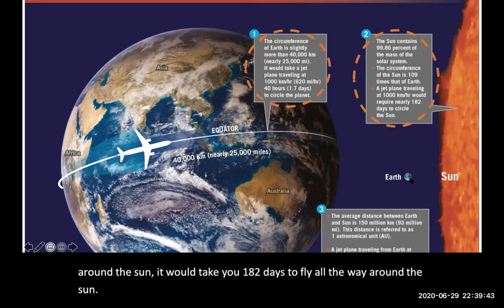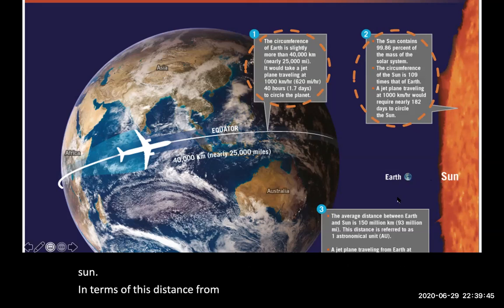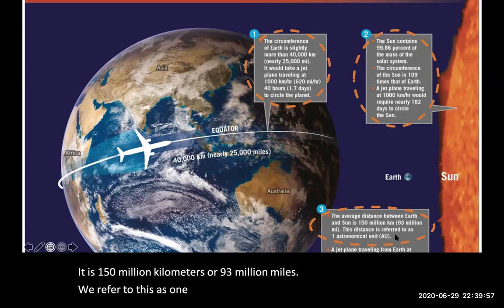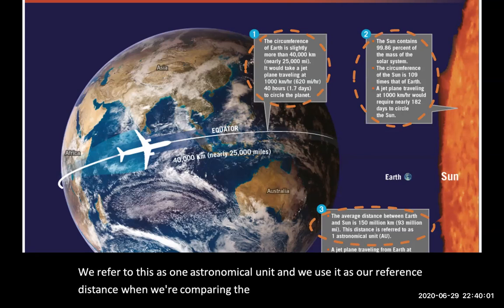In terms of the distance from Earth to the Sun, it is 150 million kilometers or 93 million miles. We refer to this as one astronomical unit, and we use it as our reference distance when we're comparing the distance between objects in space.